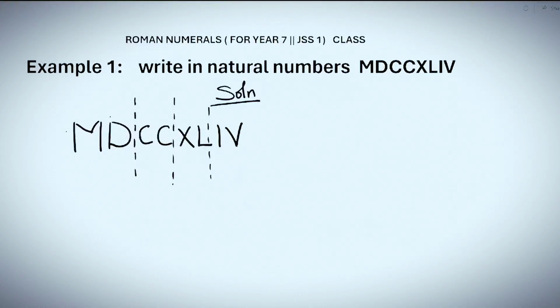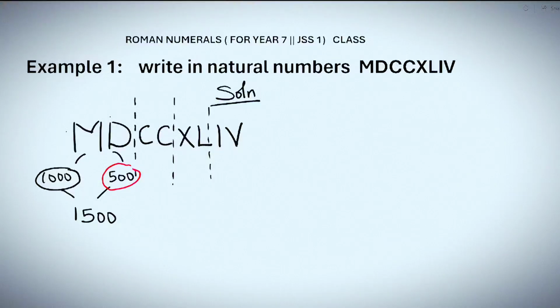So if you look at this now, M, let's look at this. The first law, M here is 1000, D is 500. So M is bigger than 500, right? Since M is bigger than 500, what we simply do is to add both of them. To add both of them, we have 1500.